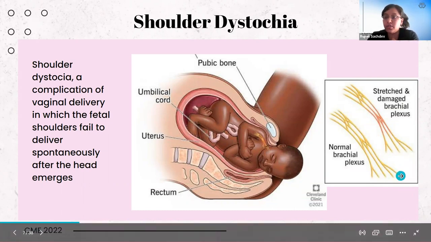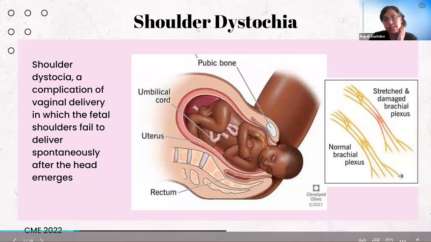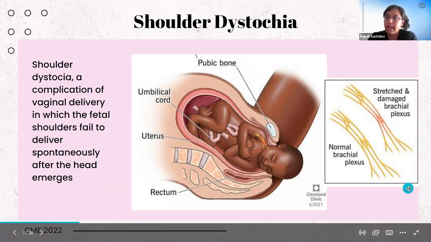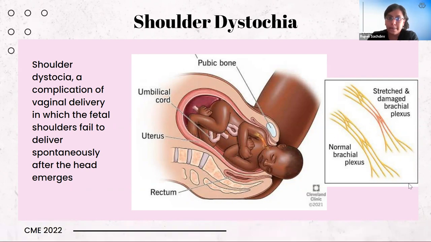And I have also seen it when I was posted in the NICU. I remember my NICU resident telling me that one of the women underwent shoulder dystocia and there was some complication with her delivery. And there was damage to the brachial plexus cord. So again, quite common. So it's important to know how to handle these cases.